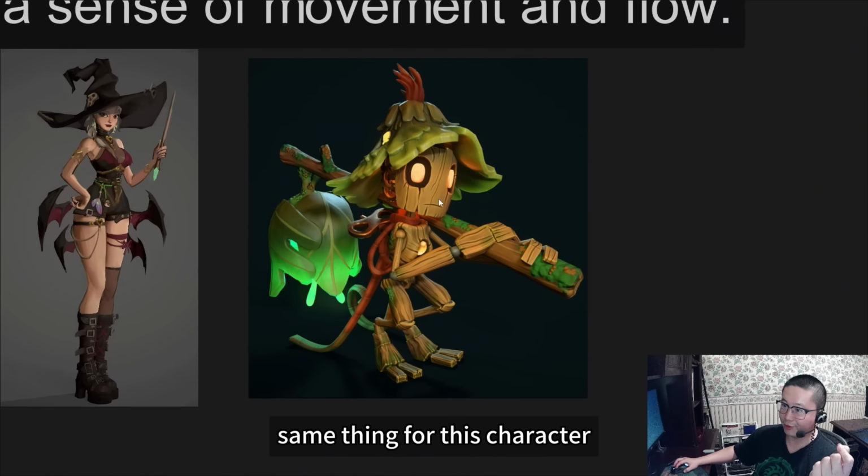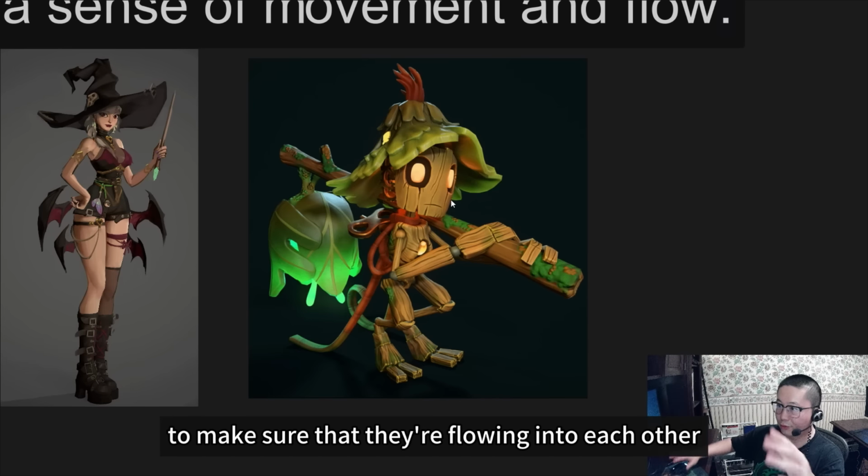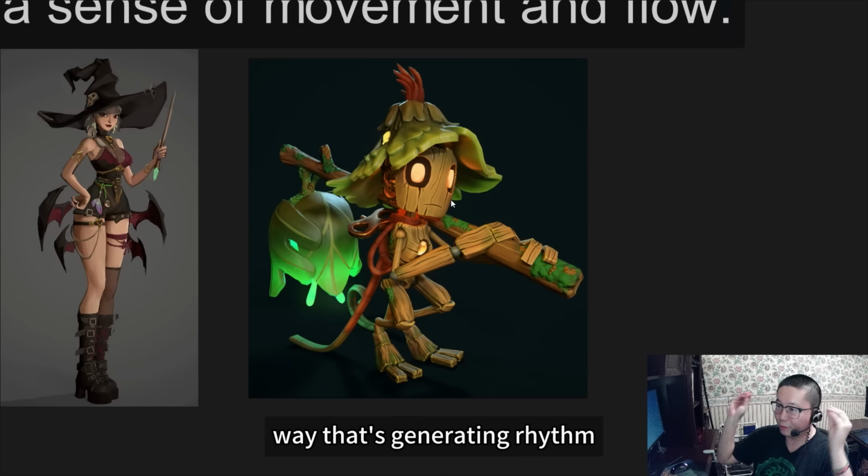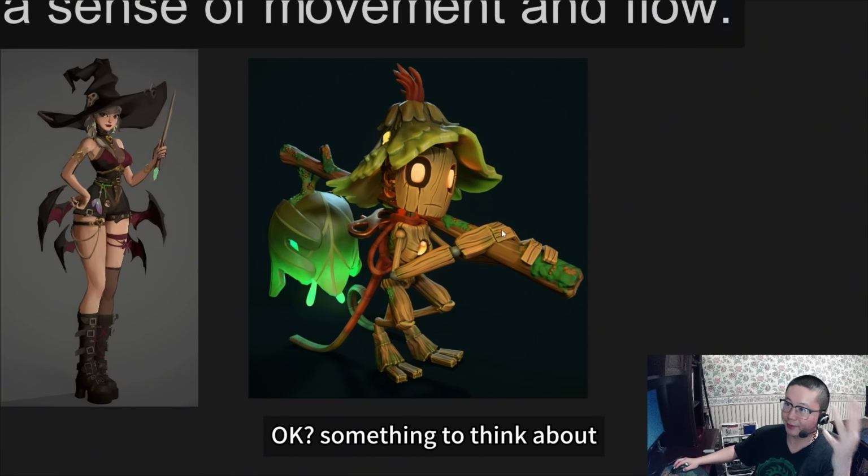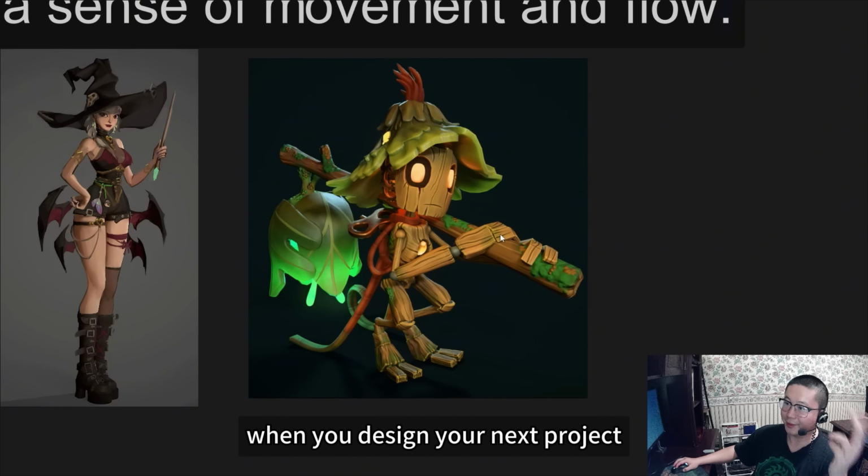Same thing for this character. Before, it's kind of boring, the arm, this leaf thing, they're all just chilling there, doing their own thing. But I changed their shapes to make sure that they're flowing into each other and working with each other in a way that's generating rhythm. Okay? Something to think about when you design your next project.